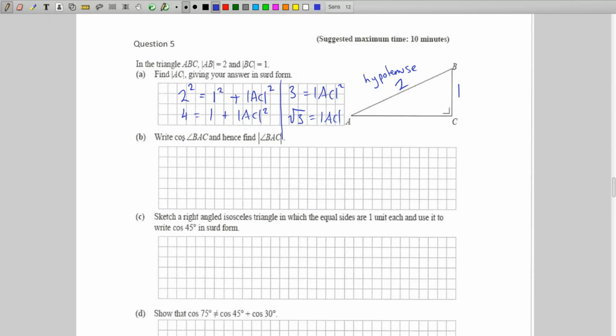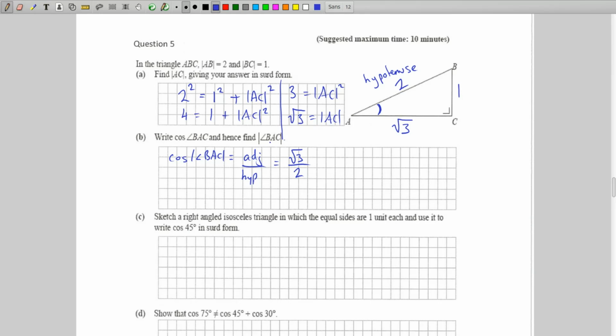Now we have to write cosine of the angle BAC. So cosine of this angle, we know that cosine of an angle is the adjacent divided by the hypotenuse. The adjacent is AC, root 3 as we just determined a moment ago. The hypotenuse is 2.